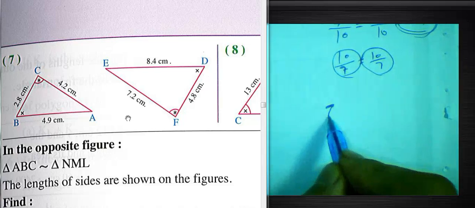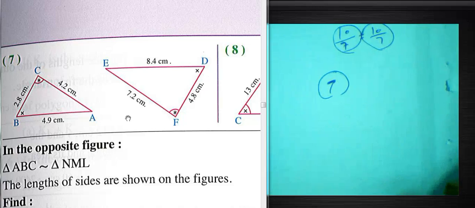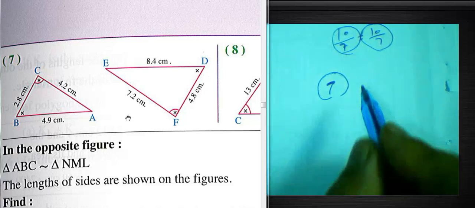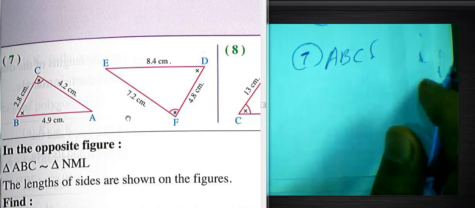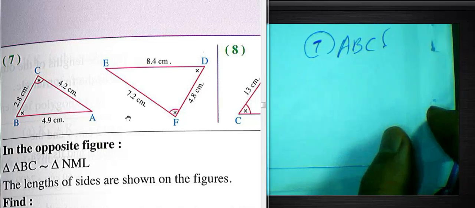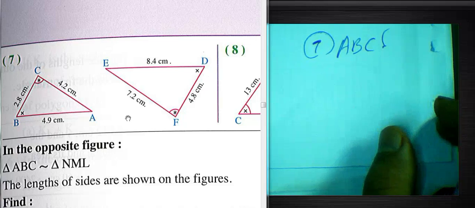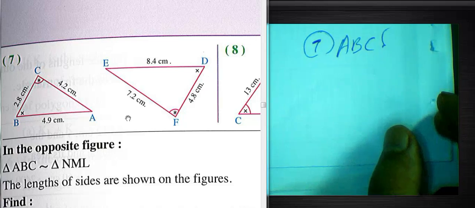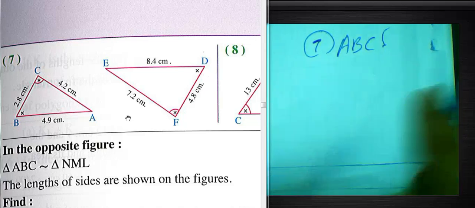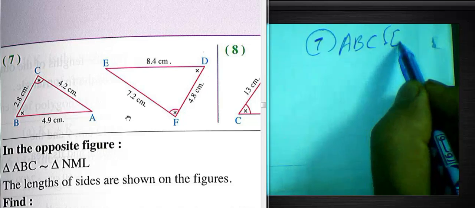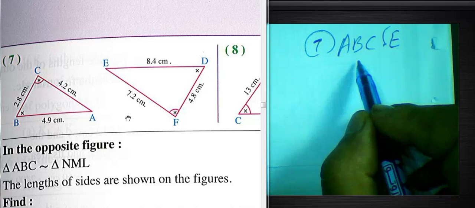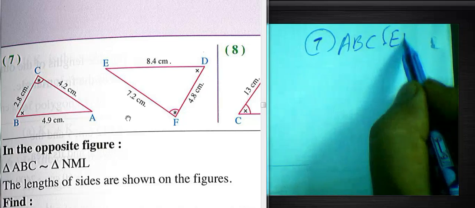Question number 7. We have triangle ABC and another triangle DEF. Look at the measure of angle B equal to the measure of angle D, and the measure of angle A equal to the measure of angle E. We write E here. Measure of angle B equals the measure of angle D.